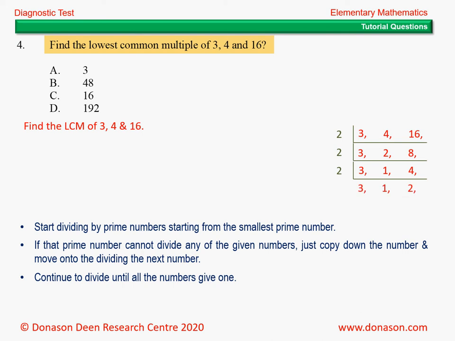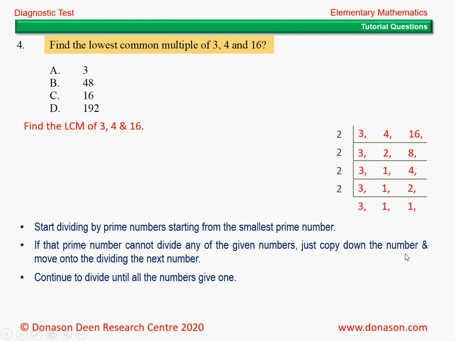So 3 cannot be divided, and 1 cannot be divided by 2, so I'm just going to write down a 1. However, 4 can be divided by 2, so I divide that by 2 to give me a quotient of 2. So I've got 3, 1 and 2, and that last 2 is still divisible by 2, so we continue to divide by another 2. When I divide by 2, 3 cannot be divided, 1 cannot be divided, however 2 can be divided by 2, and that gives me a 1 over here. If I divide that 2 by 2, that gives me a 1, so that's why I have a 1 here.